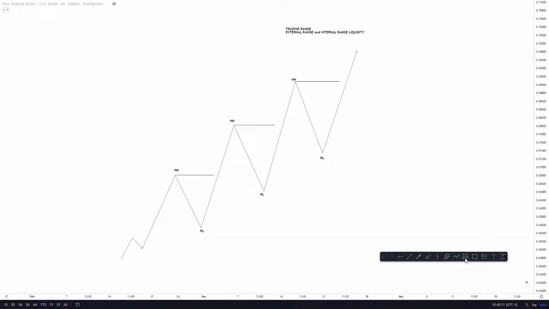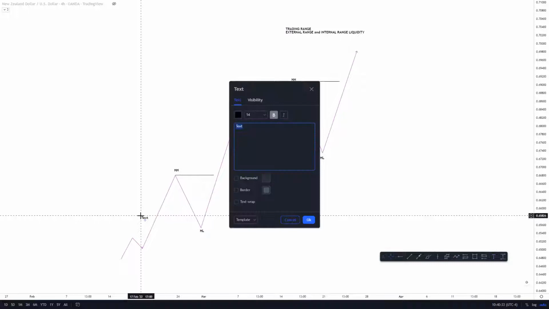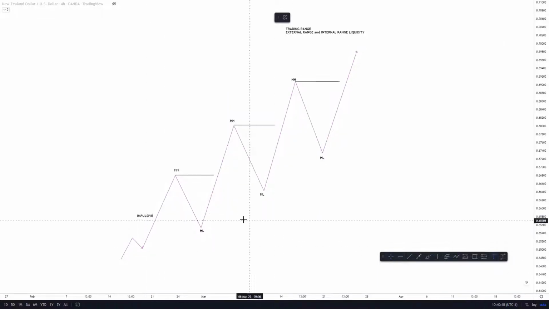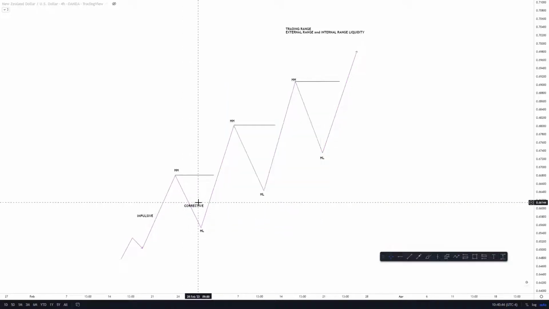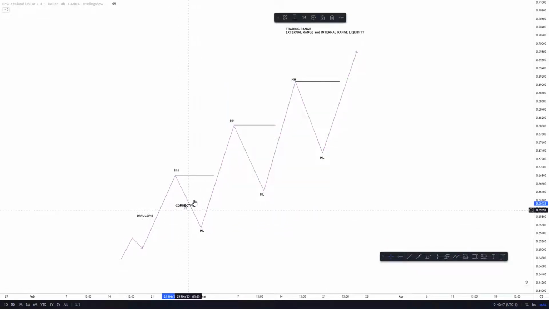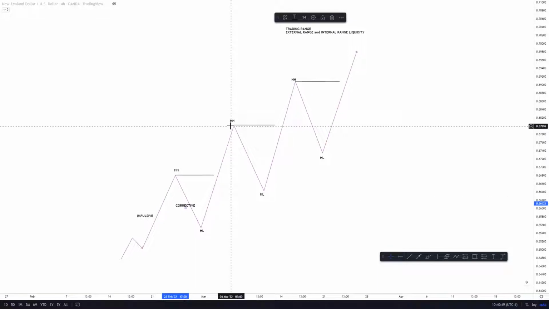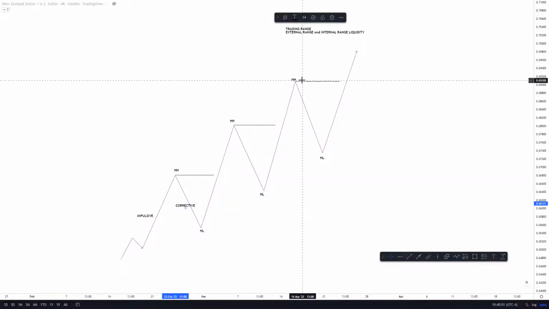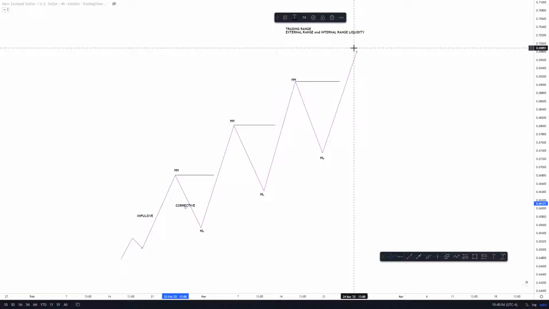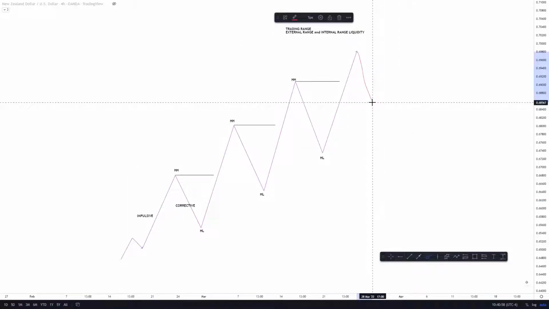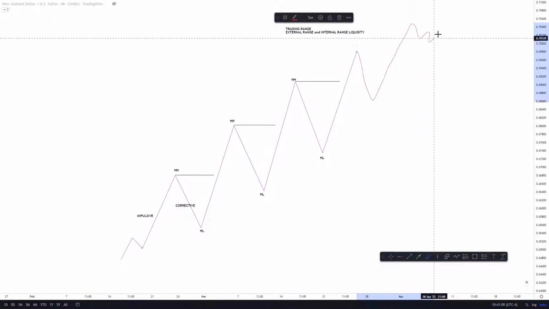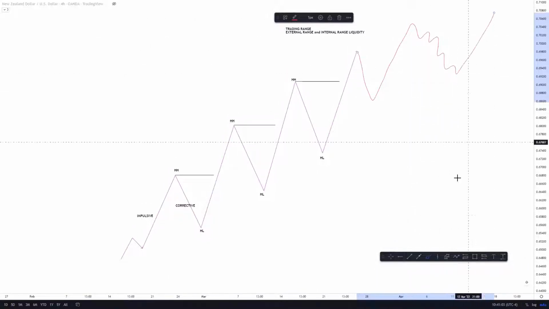Okay, impulsive, and this will be your corrective move, because we are in bullish trend. So again, this will be your impulsive move, this will be your corrective move, impulsive, corrective, impulsive, and something like here will be your corrective move, then another impulsive, then this will be your corrective move, then another impulsive move.